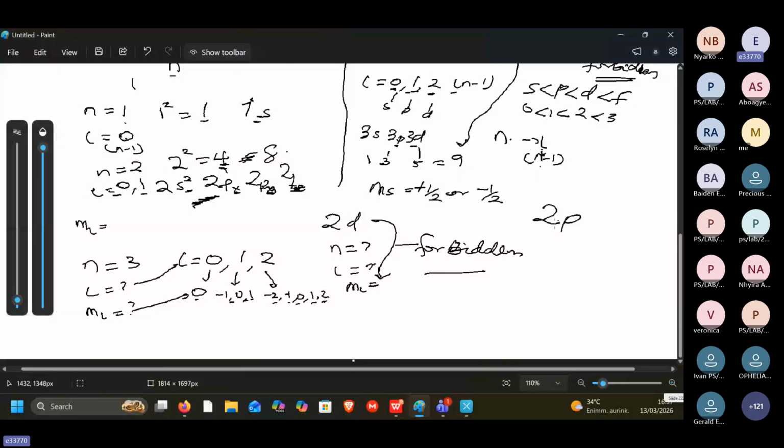What's the value of L? L is 0, 1, and 2. It's what? 0? No, it can never be 0 and 1. Please look at it very well and tell me. 0 means S orbital. There's no S orbital there. Why are you saying it is? When we say the allowed values, it does not mean that. So we have specifics. Do you understand?